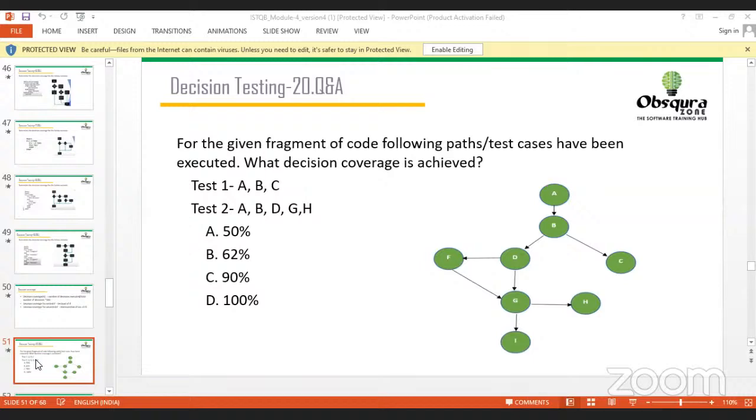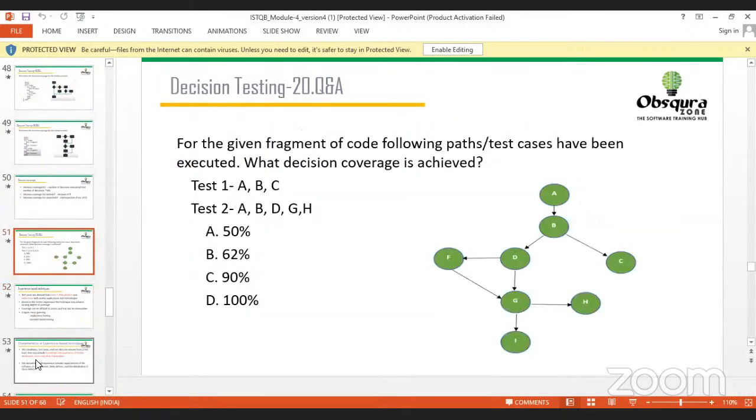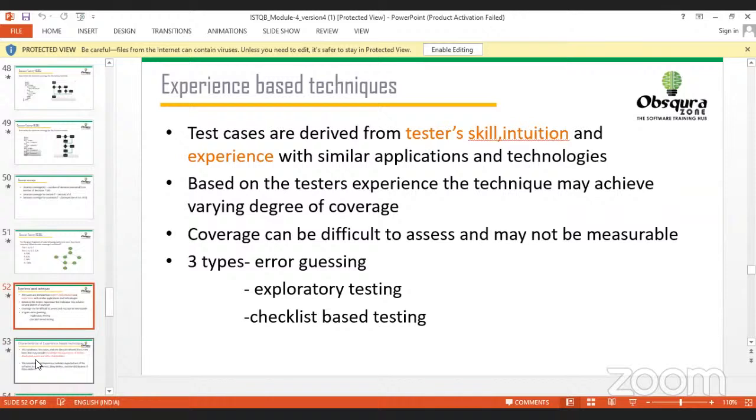Now we move on to the next topic. Now next is experience-based techniques. Okay. Experience-based testing is based on the experience of the tester: the tester's skill, intuition, and experience with similar applications and technologies. Okay, so that is experience-based testing. So sometimes we don't go through these formal techniques.